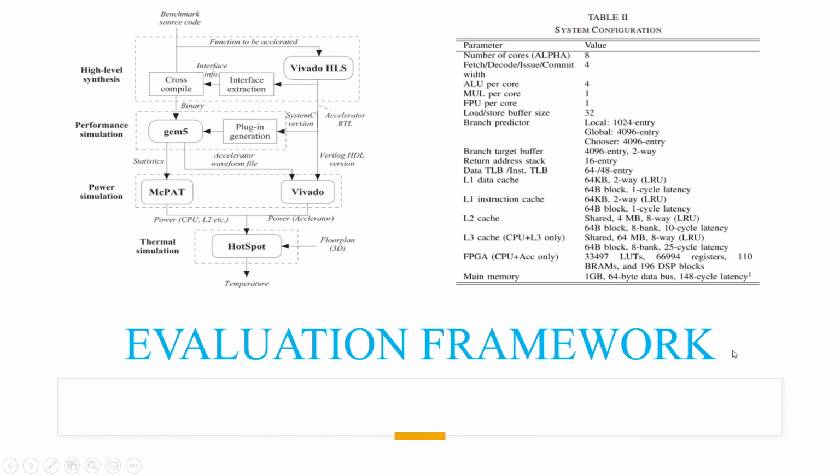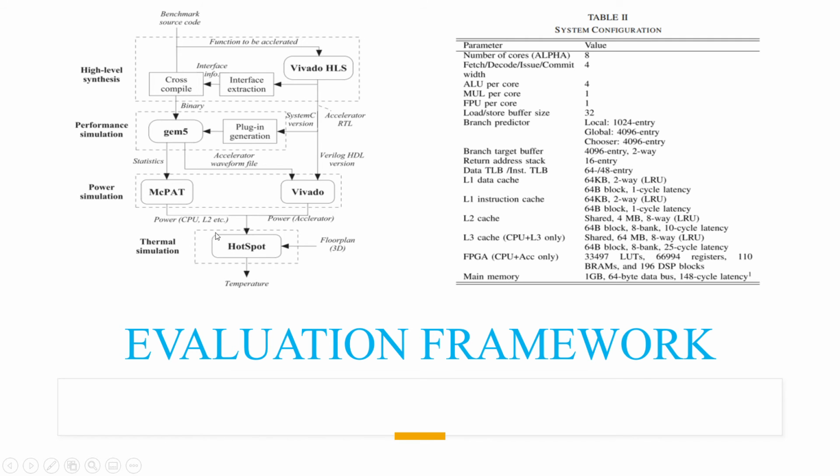And the next part is the evaluation framework. We will move to this evaluation framework. They design a customized framework to evaluate their robot's architecture, and this figure shows the structure of the framework. It consists of 4 parts. One is HLS, that means high-level synthesis. Two is performance simulation. Three is power simulation, and the last one is thermal simulation.